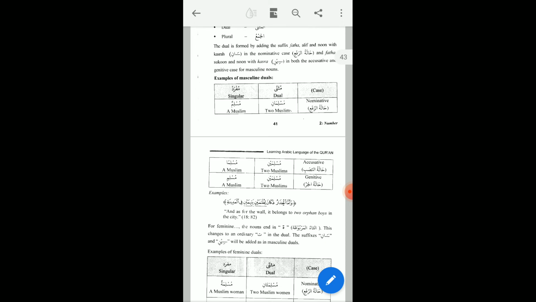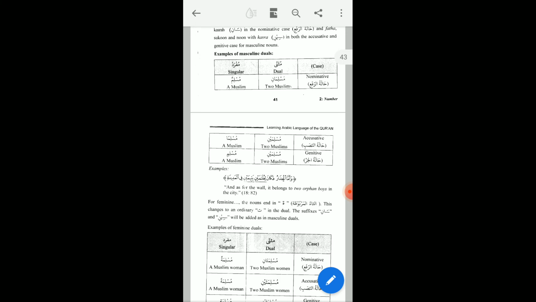It is halatul raf'i, two Muslims, muslimani. When we say two Muslims in the nominative case, we would say muslimani, adding alif and noon zerni, and before that it was muslimun. First it was muslimun, because there are two dhammas. I said dhamma implies subject, zabar, that is fatha, implies object, and kasra, that is zair, implies genitive case, object of preposition, in every situation.